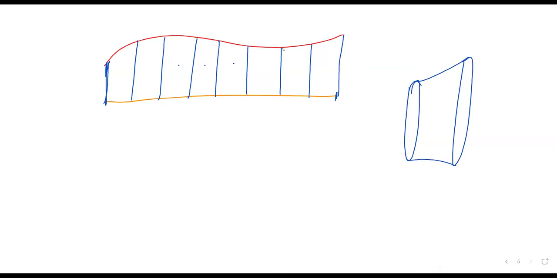In that we're going to draw a rectangle here. Now, if we took that rectangle and we rotated it around the line we're looking at, we would generate a cylinder, kind of like that.